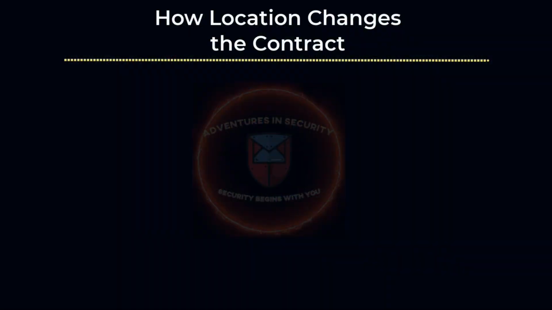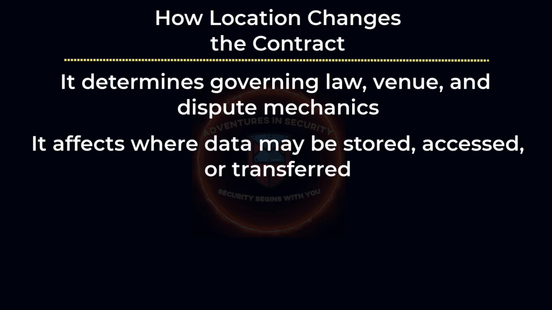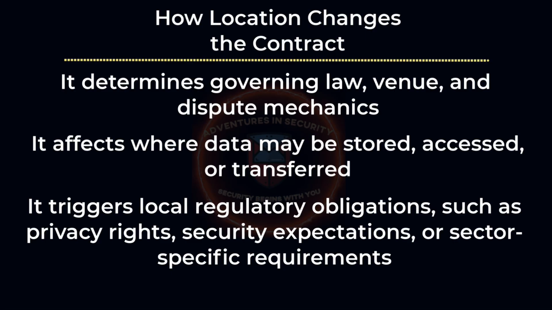How location changes the contract. Location matters in at least three ways. First, it determines governing law, venue, and dispute mechanics. Second, it affects where data may be stored, accessed, or transferred. Third, it triggers local regulatory obligations, such as privacy rights, security expectations, or sector-specific requirements.